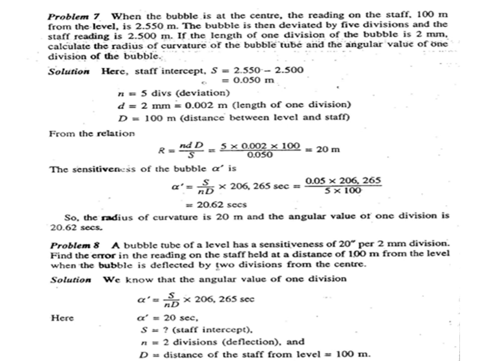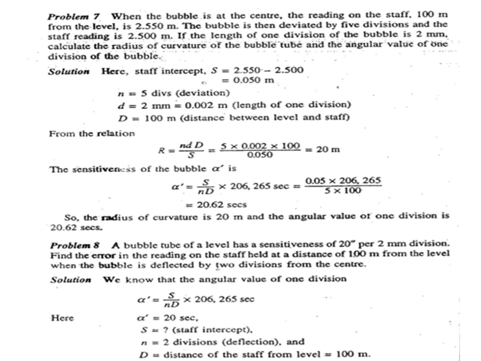So D equal to 100 meter and d equal to 0.002 meter. From the relation R equal to N d into D upon S, N is known, that is 5, small d is 0.002, D is 100 and S is 0.050. So it is 20 meter.